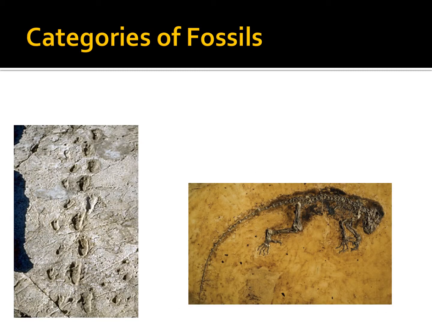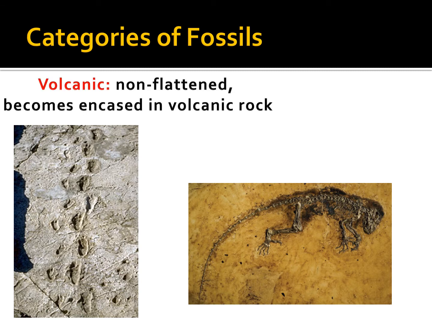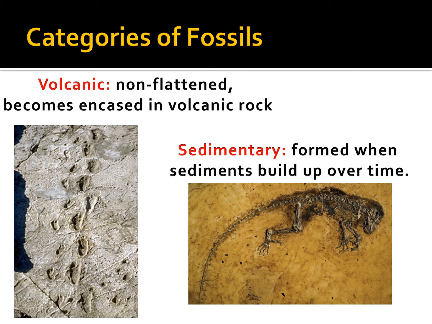We have two broad categories of fossils. We're going to talk about fossils in terms of categories and then in terms of types. There are categories of fossils like your volcanic fossils, the non-flattened fossils that become essentially encased in volcanic rock, much like your Laetoli footprints from Ethiopia that you can see on the left here. And then you also have sedimentary fossils, which are formed when the creature dies, and sediments build up on top of that dead creature over time and essentially turn it into a fossil. So there are slight differences in how the fossilization occurs.